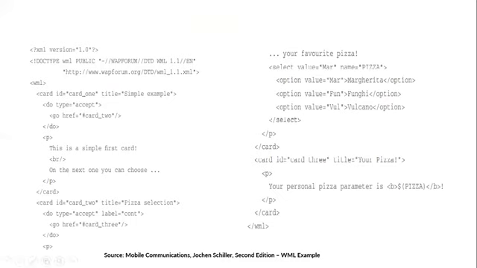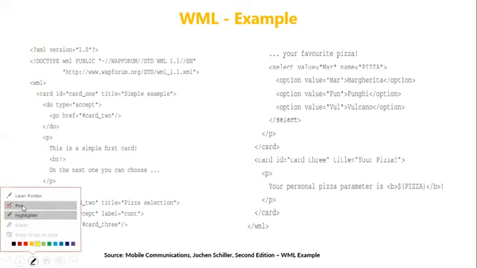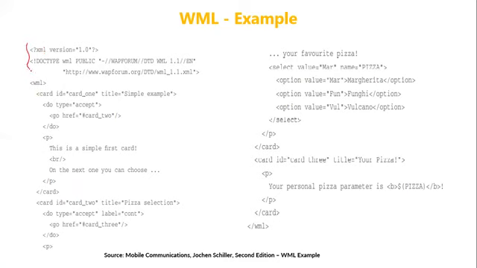This is a simple code which is used to select pizzas. Initially we have the XML part because WML comes under the XML type. Then the WML starts, and it starts with wml and ends with /wml. Here we are creating multiple cards. Basically this code contains three cards. This is card one, this is card two, up to here it is card two, and this is card three.